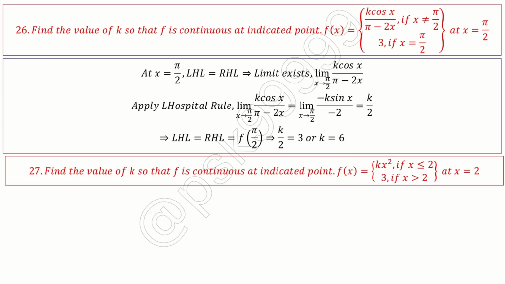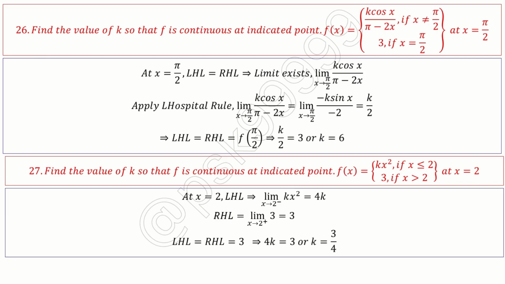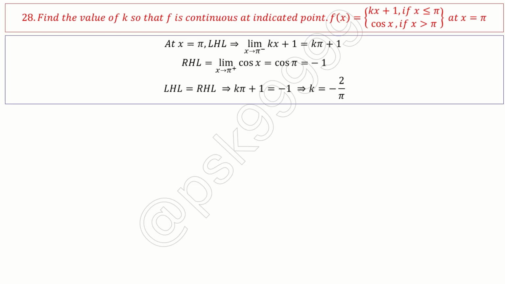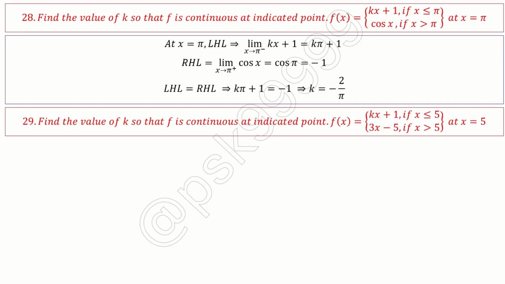Next. This is also exactly similar. You can do it yourself. The k value is 3 by 4. Next. This is also similar to that one. K value you will get is minus 2 by pi, because function is already given, it is continuous at a given point, that is x equal to pi in this case.